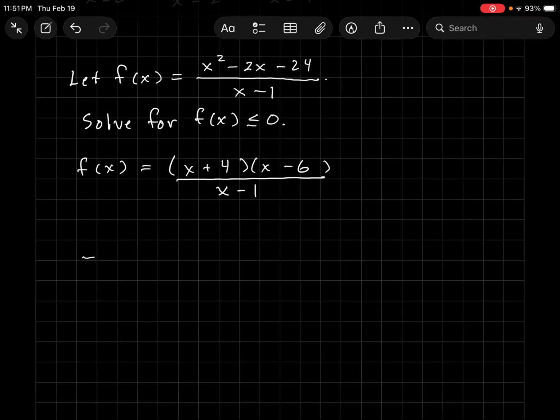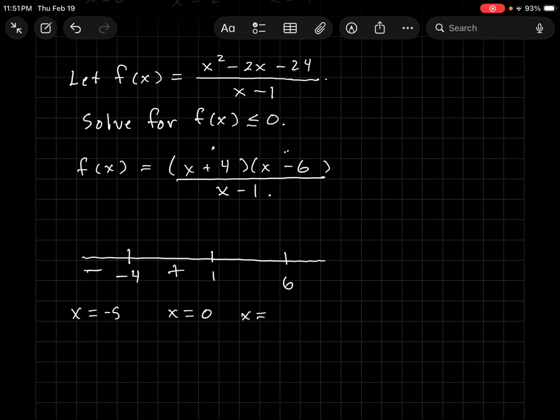And I'm just going to build a sign chart again, putting all my zeros in order from least to greatest, both in the numerator and the denominator, as such. And then I can test values. Let's do x equals -5. I got to plug it into all three, so I would get negative times negative times negative, which is negative. Picking a value between -4 and 1, let's say x equals 0. I get positive times negative, which is positive.